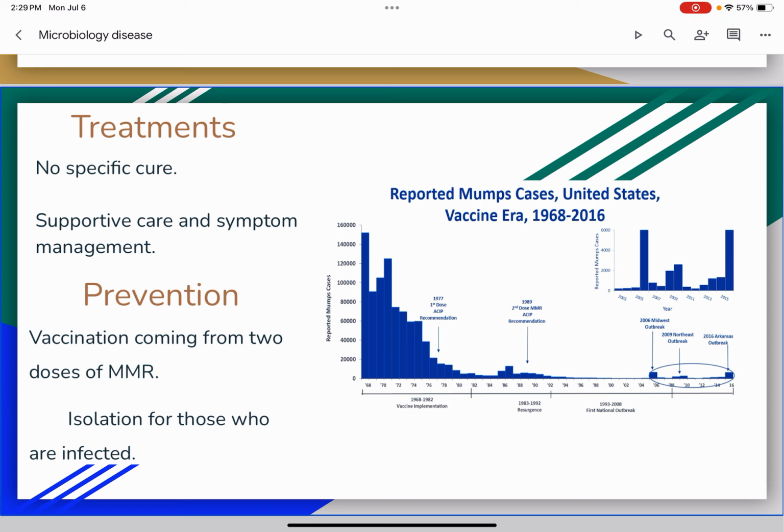As of right now, for 2026, we have only seen 117 cases of mumps in the US. Another important way to prevent the spread is with good hygiene, so washing hands, making sure that you are not sharing utensils or cups or anything like that.